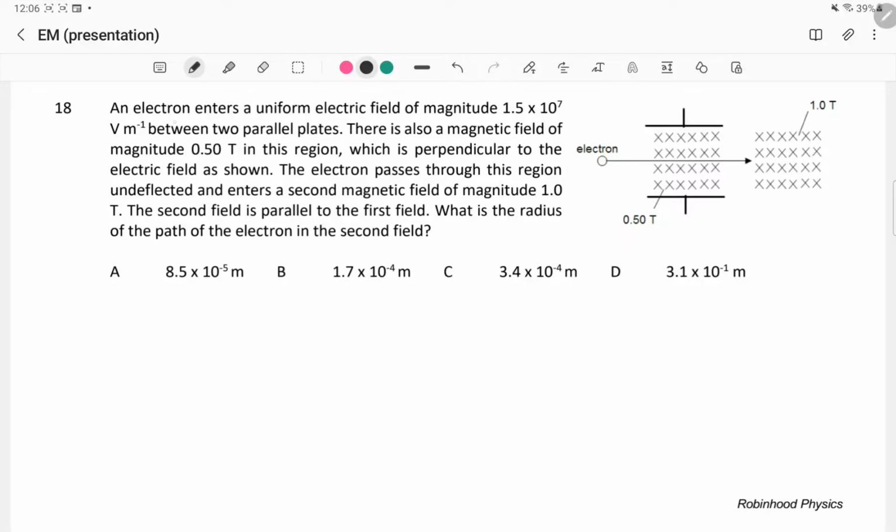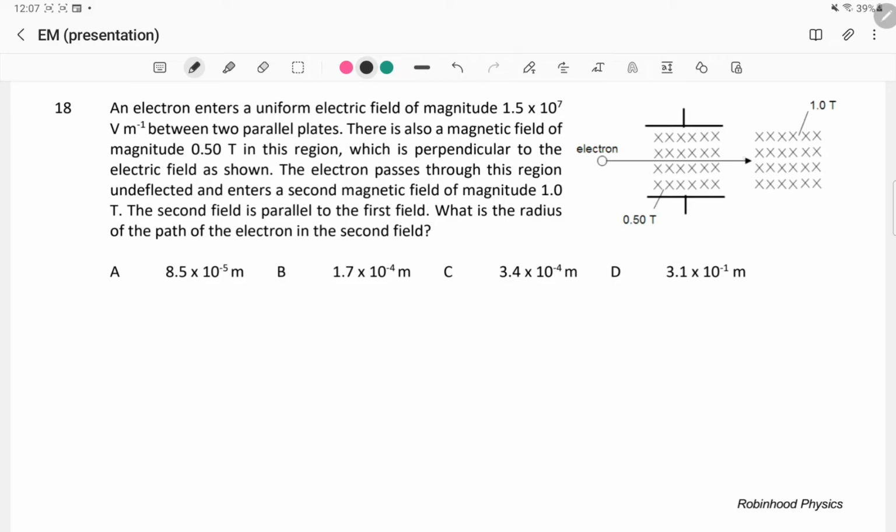For this question, you have an electron entering an E field and B field region. So this region, whenever you see this, is meant to be a velocity selector, and you have to be doubly sure. You see the electron actually goes straight through. So here, who can get through?